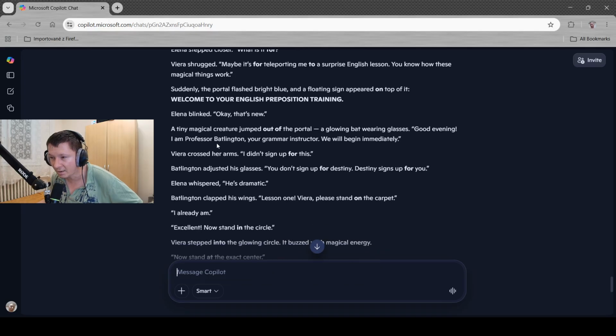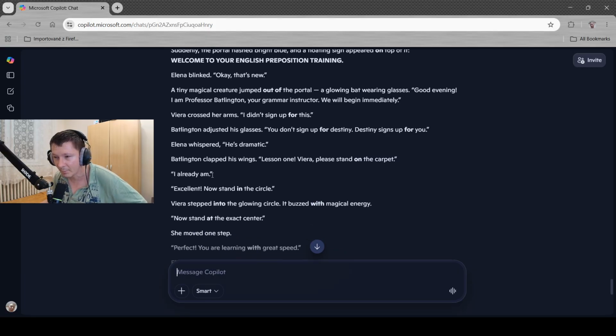A tiny magical creature jumped out of the portal, a glowing bat wearing glasses. "Good evening! I am Professor Bellington, your grammar instructor. We will begin immediately." Viera crossed her arms. "I didn't sign up for this." Bellington adjusted his glasses. "You don't sign up for destiny. Destiny signs up for you." Elena whispered, "He's dramatic." Bellington clapped his wings. "Lesson 1. Viera, please stand on the carpet."